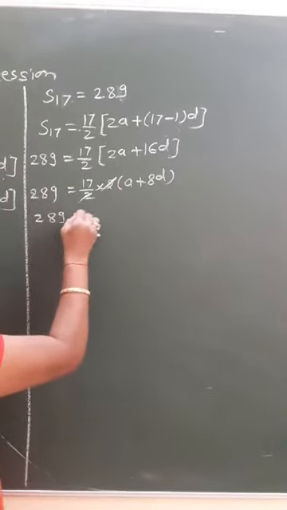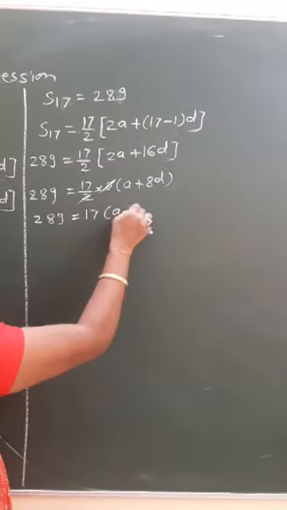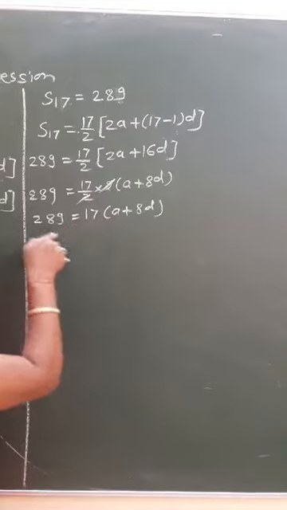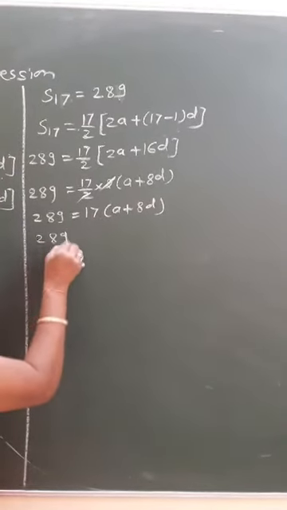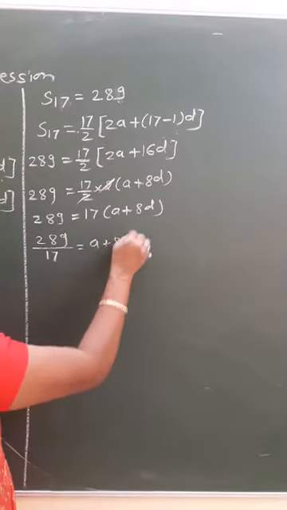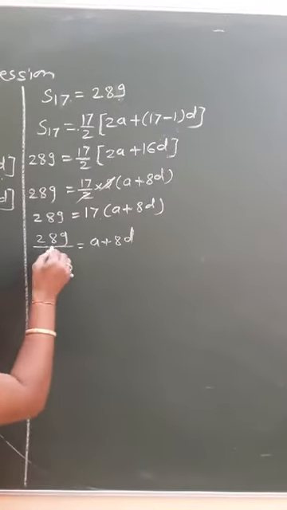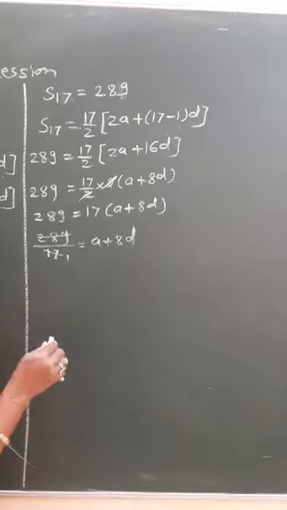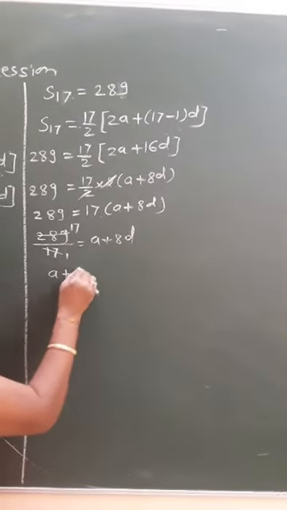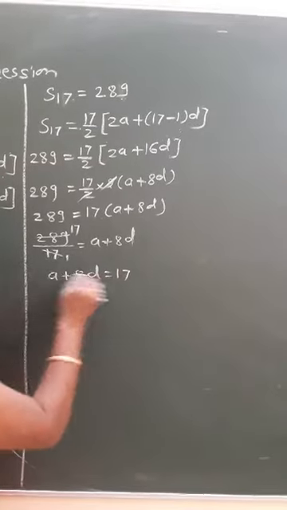289 is equal to 17 into a plus 8d. It is in multiplication, so we will shift it to division: 289 divided by 17 is equal to a plus 8d. Do you know that 289 is 17 squared? So we will get 17, and a plus 8d is equal to 17.